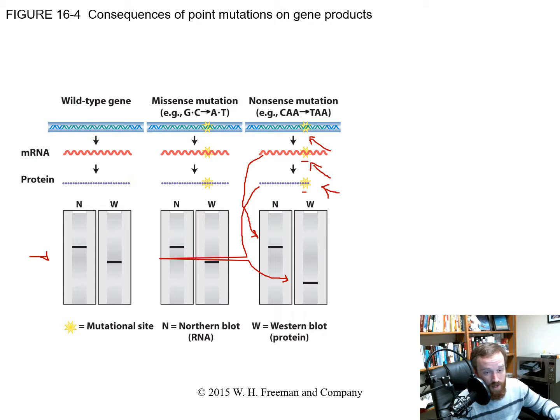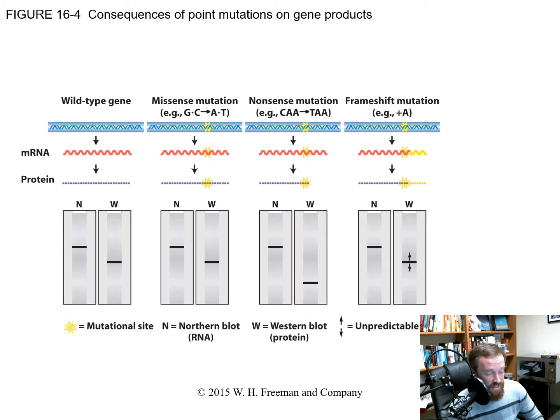And so on these gels, remember, smaller things run further, they run faster, because if you're big and clunky, it takes more time for you to get through the gel, so small things go through quicker. And so from this band here, we can see that the protein is shorter than it was in the control over here.